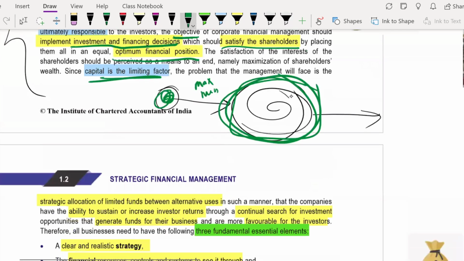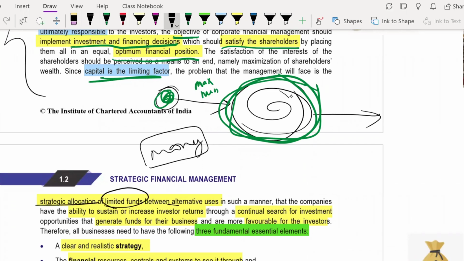So what problem arises is that with that limited money that you have, you have to use this money or this finance in the best possible way. So you have to strategically allocate the limited funds that you have between alternative uses. If you might have 100 things, suppose you have 10 things to fulfill right at the moment for the business to start well.